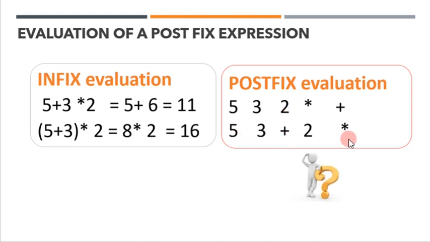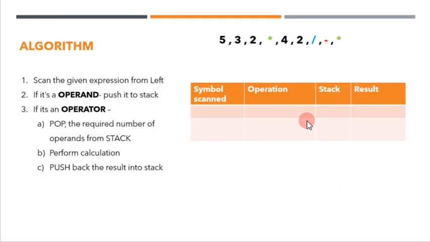Okay, so that's what we are going to learn today: how to evaluate a postfix expression by using, of course, stacks. To begin with, we are going to create a table with 4 columns this time: symbol scan, operation, stack, and the result. Cool. And then follow a given algorithm. So the algorithm says scan the given expression from the left. If I scan the postfix expression given, what could be the symbols that I can see? Yes, they are going to be only operands and operators, no other symbols you can encounter.